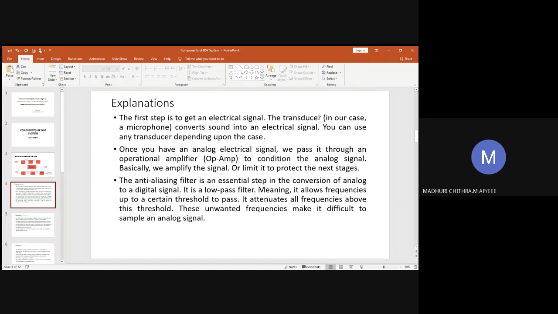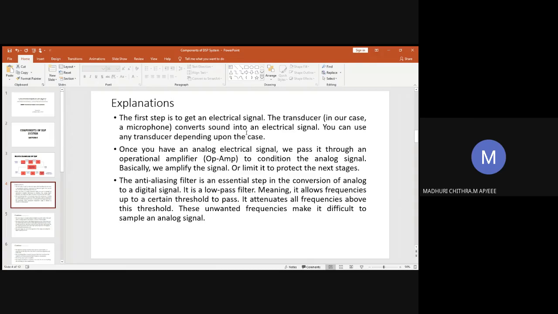So the transducer in our case is a microphone. First of all, we will take a microphone, and that converts the sound into an electrical signal. We are giving sound to the microphone. What we should know is that we give a sound, and that sound is converted to an electrical signal. You can use any transducer depending upon the case.